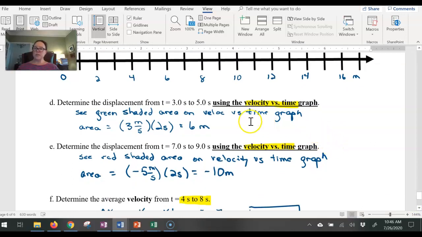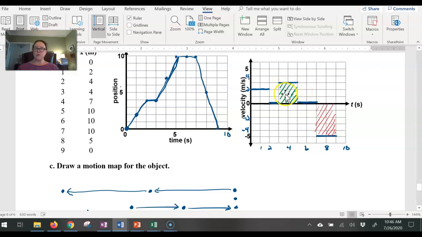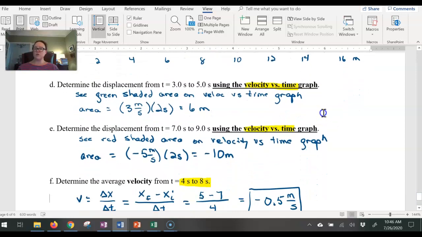Then we're going to use the velocity versus time graph to find the displacement for a couple of different time periods. First, from time 3 to time 5 seconds. And so I went up here and I shaded that in green. This is from time 3 seconds to time 5 seconds. And so I find this area. It would be 3 meters per second high times 2 seconds. That gives me a displacement during those 2 seconds of 6 meters.